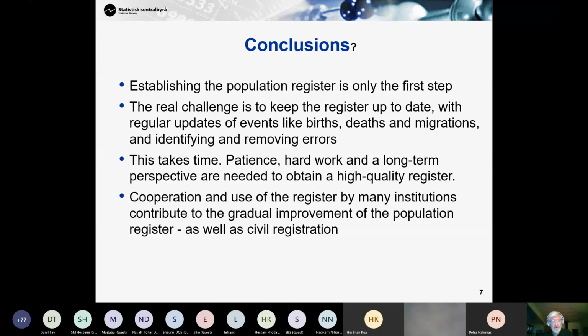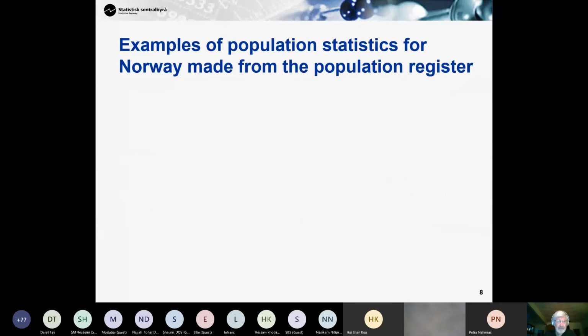Moreover, it's very important that there is cooperation between different institutions for improving the register, say between the statistical office and the civil registration office, the health sector, where many of the births and deaths occur, etc.